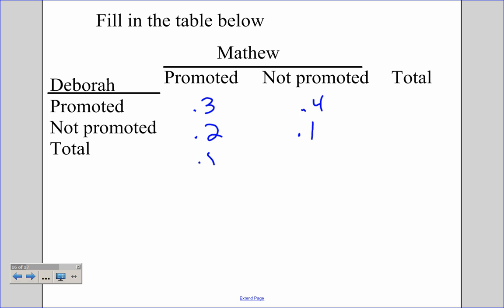Now when we add these up, it's going to be 0.5 and 0.5. This one is 0.7 and 0.3. And notice that each of these rows and columns adds up to 1, like it should, because all of the events in a sample space should add up to 1.